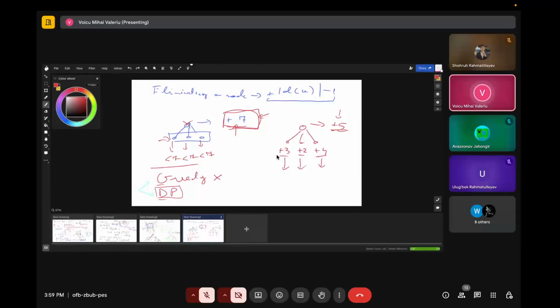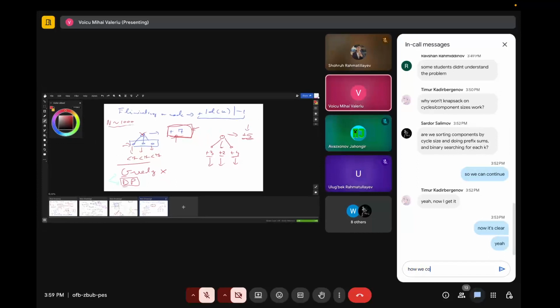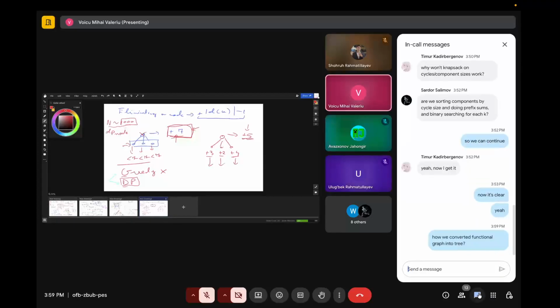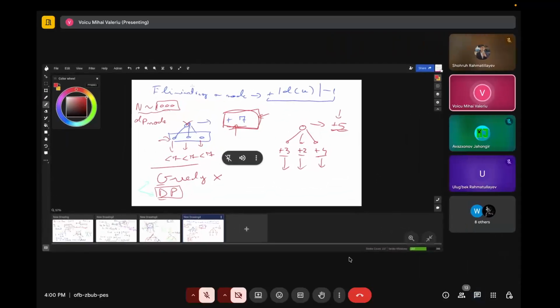Maybe you have seen that n is up to 1000. So we should expect that we will have a DP of 2 parameters. Very likely, one of the parameters will be node. So we exhausted one parameter. But also because the problem asks us how we converted the functional graph into a tree.